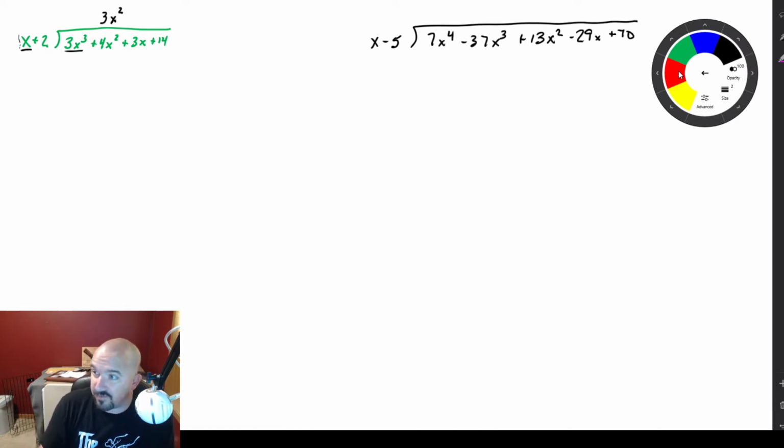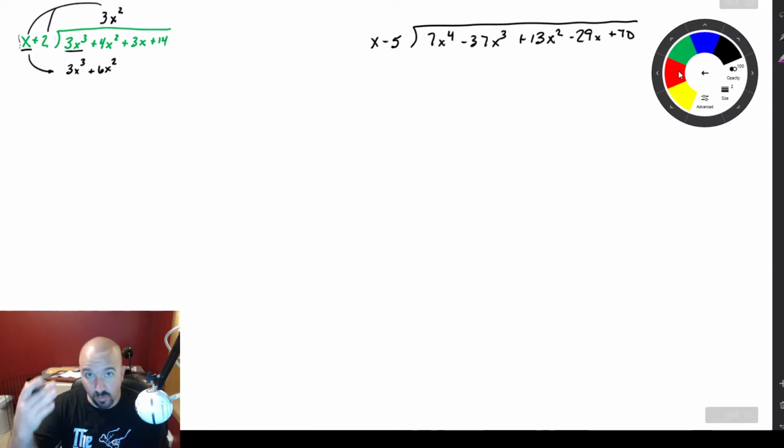So once I've made my guess up top here, I'm going to go ahead and multiply that through, just like in long division of real numbers. And I'm going to bring the answer underneath. So this is going to be 3x cubed plus 6x squared.